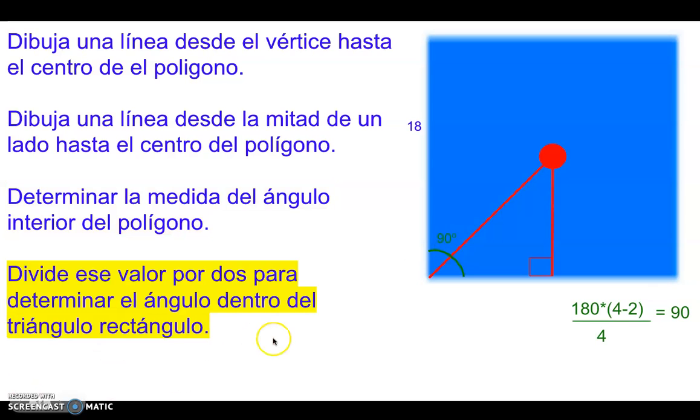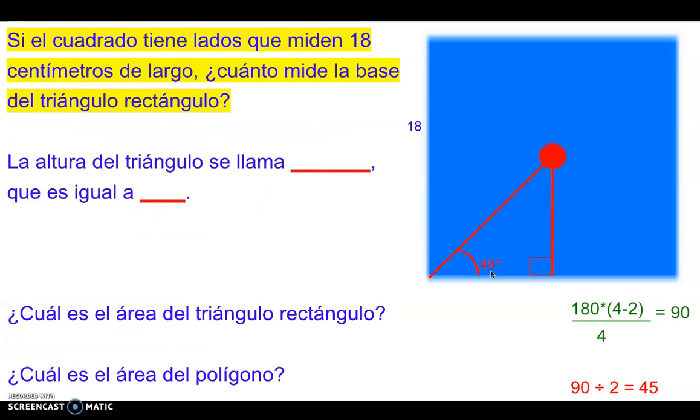Last, we're going to divide that by 2 because we're looking for this angle, which is half of this angle. And so we're going to take 90 divided by 2, and that's going to equal 45 degrees. So go ahead and write in this angle right here, 45 degrees. Okay.